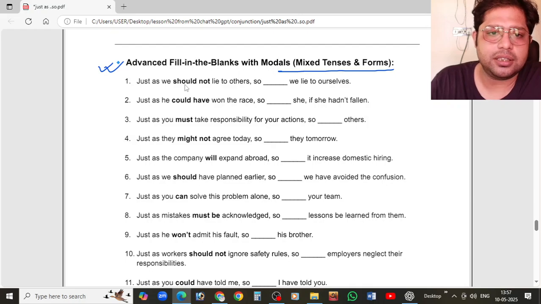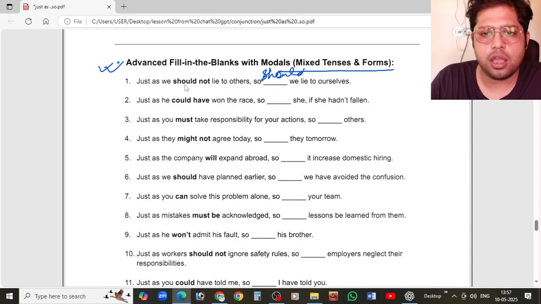Okay, just as we should not lie to others, so should not we lie to ourselves.